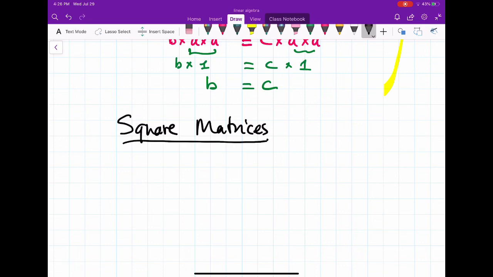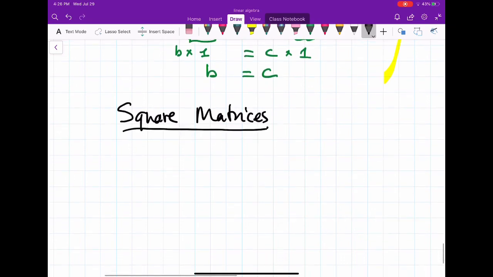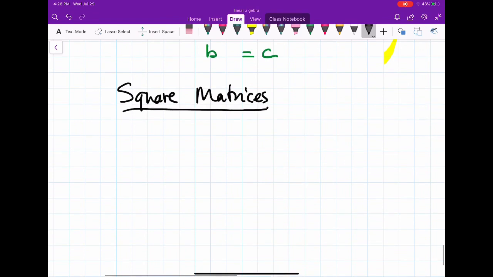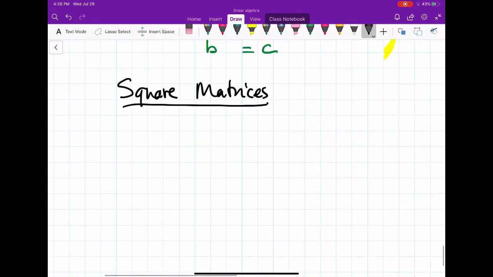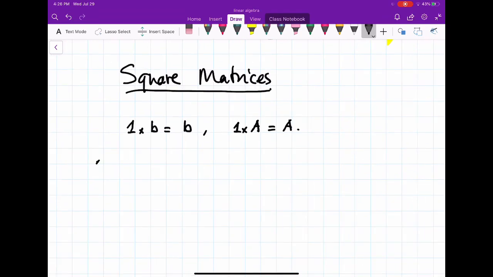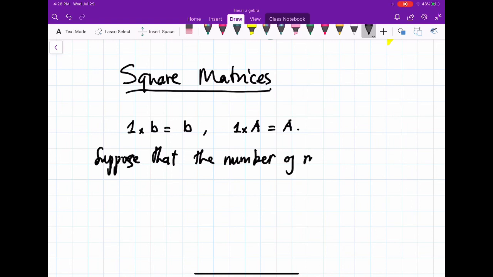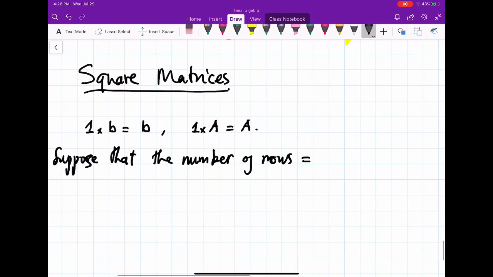All right, so we know the zero matrix. And now let's talk about a matrix that plays the role of 1. We have 1 times any scalar B, it's just B, right? And if you multiply 1 with some matrix A, that is matrix A. Now suppose that the number of rows and the number of columns in A are equal. Rows equal to the number of columns.